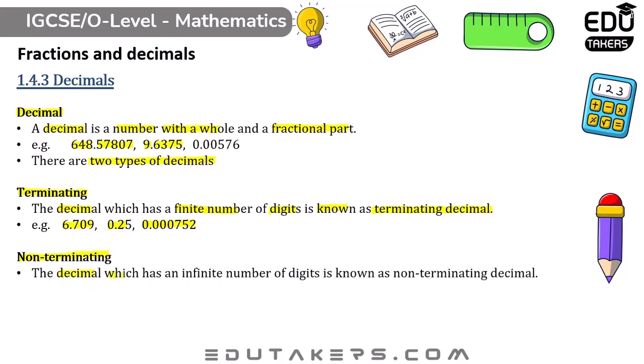The second type is non-terminating. The decimal which has an infinite number of digits is known as non-terminating decimal. For example, 3.141592654 and so on. And this is 0.33333 and so on, and 0.678532 and so on.